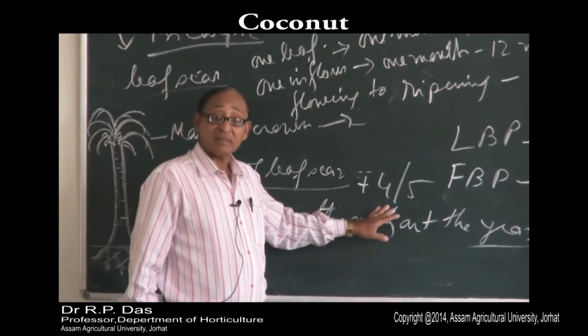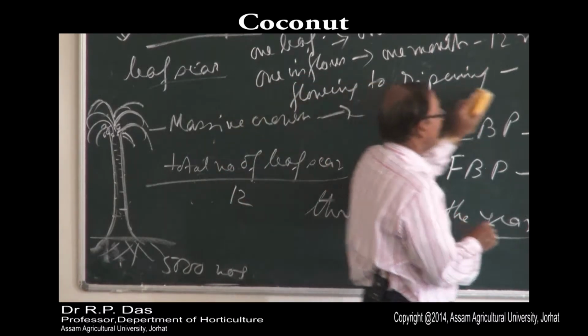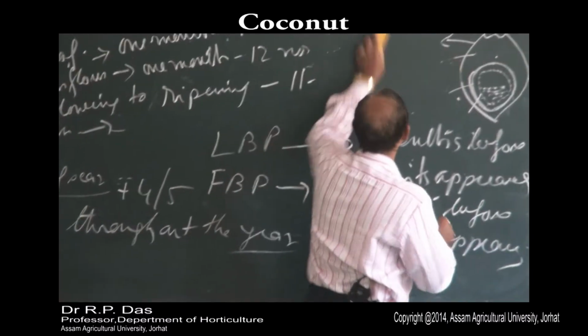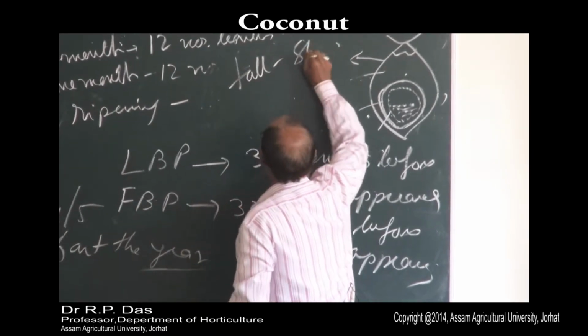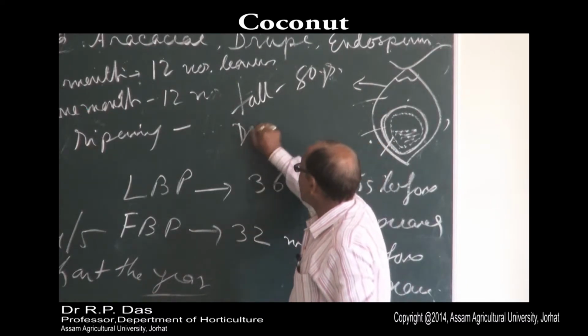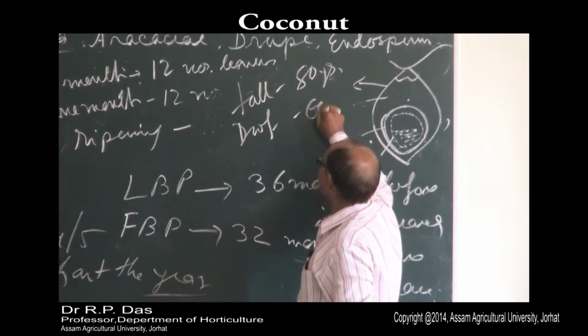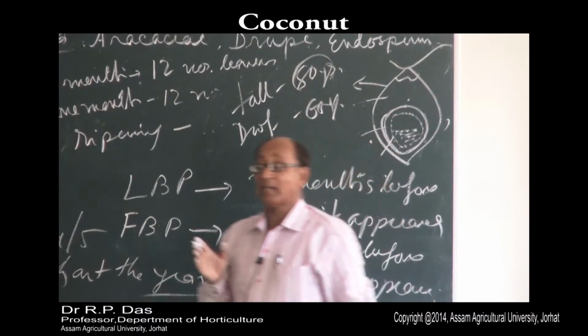That's why, if the average age of the plant, in case of tall variety, is 80 years production age, and dwarf varieties, 60 years, then during that period, proper care should be taken.